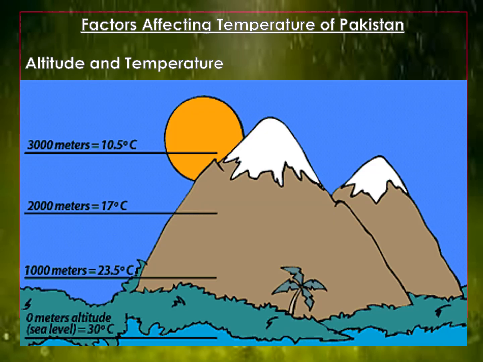Then we have altitude and temperature. We know that whenever we go to a height, the temperature decreases, and an average drop of 6.5 Celsius degrees for every 1000-meter increase in height is recorded. It can be more, but at least for every 1000 meters, 6.5 Celsius degrees of temperature would be decreased.